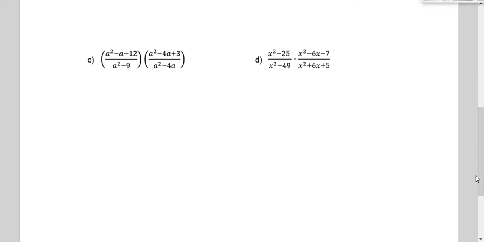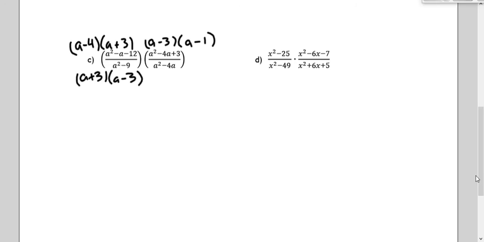Next one, always make sure to factor first. So this should be a minus 4 multiplied by a plus 3. Whoa, that's super tiny. Let's try that again. So then a minus 4, a plus 3, a plus 3, a minus 3. This leaves me with a minus 3, a minus 1, and a minus 4.